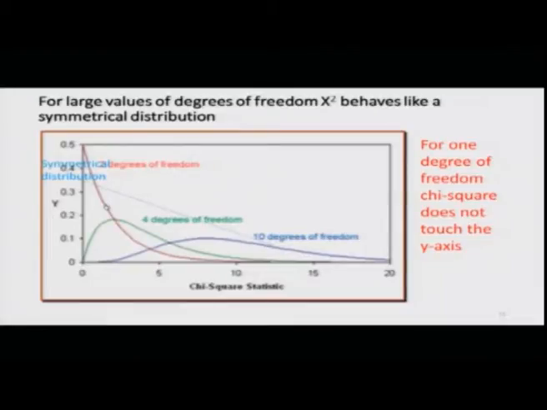While for k equal to 2, it starts from a certain point on the y axis. For k equal to 1, it will never touch the y axis.